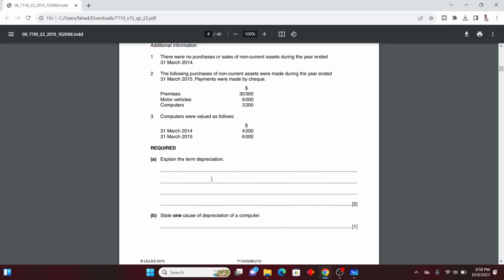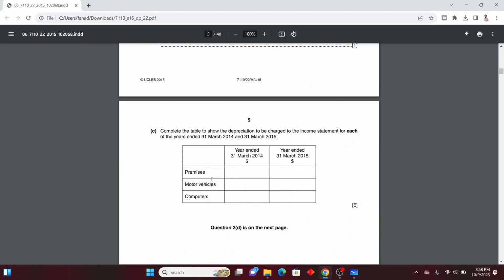Second is state one cause of depreciation of a computer. So it could be technological advancement, it could be obsolescence, it could be wear and tear. So there are many reasons. You could write any one from that. So you'll get 1 mark.